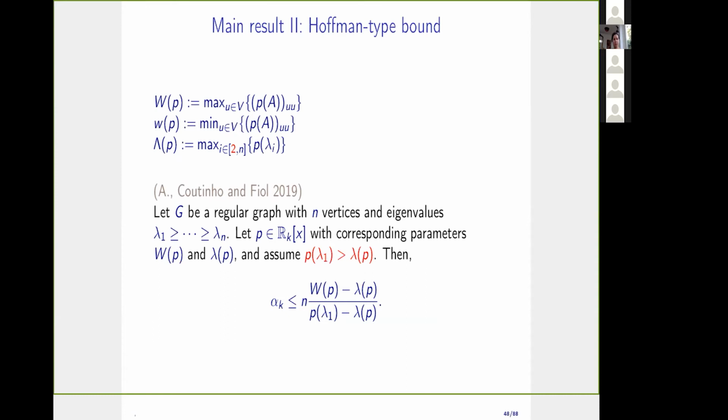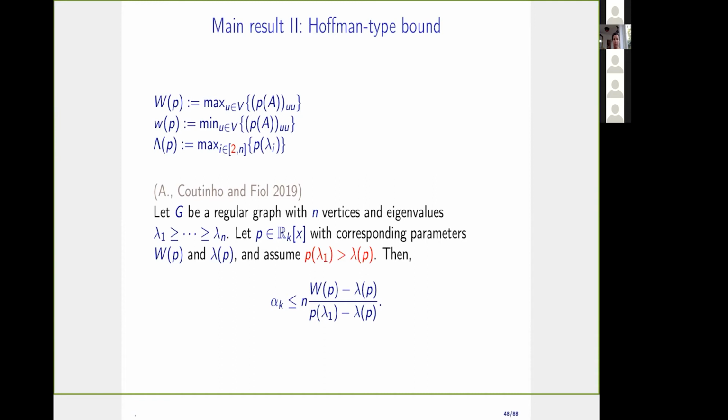For the Hoffman type of bound, similar story, you can also do it more generically. You don't only need to look at A to the power of k, but you can push the bound further by looking at any linear combination of adjacency powers. And then you obtain this bound.